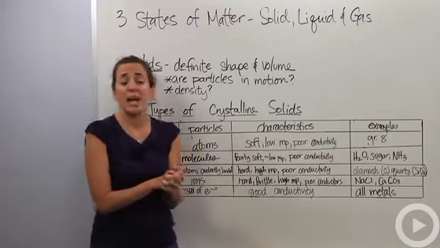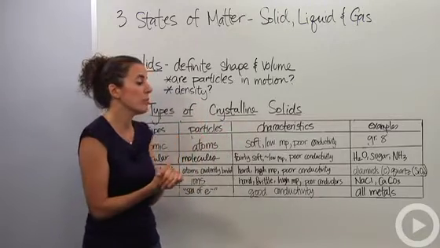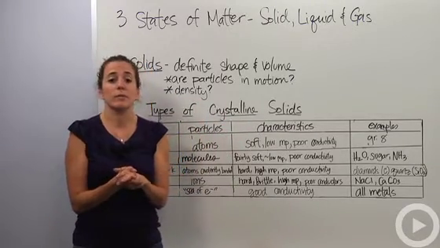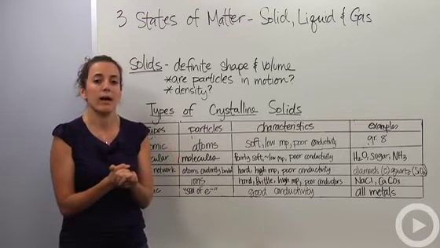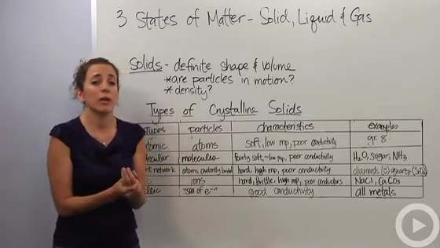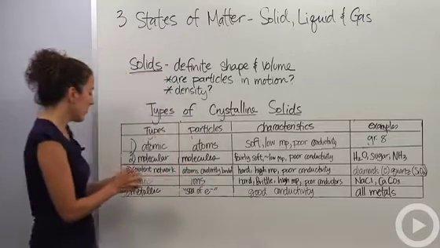Things like this are diamonds. The carbon in diamonds is all covalently bound to each other to give it its shape. And quartz, silicon dioxide, is also a covalent network solid. Things in group 4, like carbon and silicon, typically form covalent network solids.